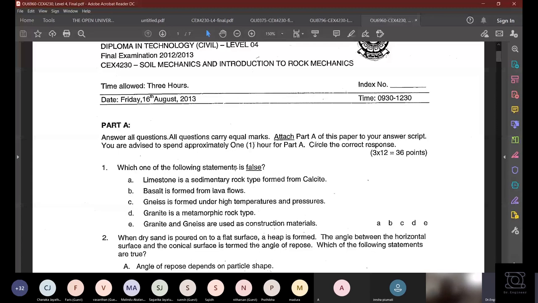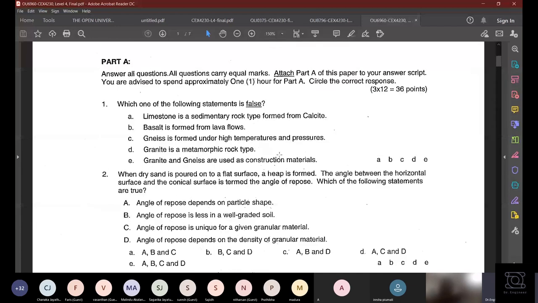Basalt is formed from lava flows. That is true, right? Gneiss is formed under high temperature and pressure. That is also true. Granite is a metamorphic rock type, that is actually an igneous rock type. That is false. Granite and gneiss are used as construction material, that is also true. I don't know how many of you are doing geology. Whoever is doing geology, they know this part. That is one of my least favorite subjects, so I don't have much to explain in that.